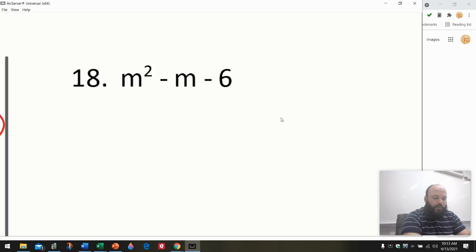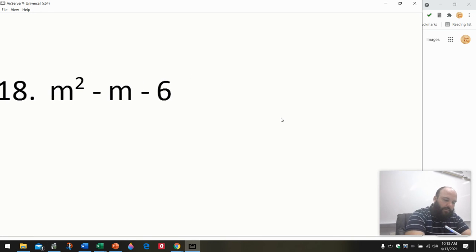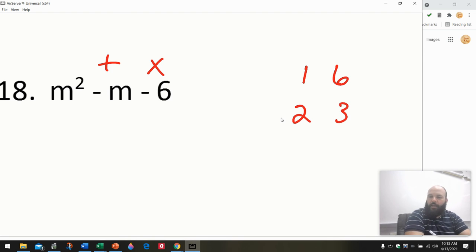Last one, it's a little bit different. They need to add to be negative 1. They need to multiply to be negative 6. My factors of 6 are 1 and 6, 2 and 3. Once again, they're multiplying to be a negative 6, which means one number of the pair has to be negative. It also has to add up to be negative 1.